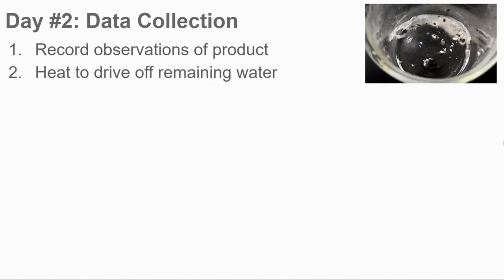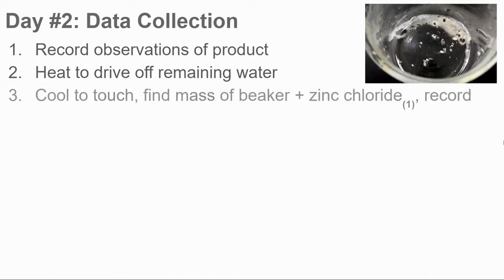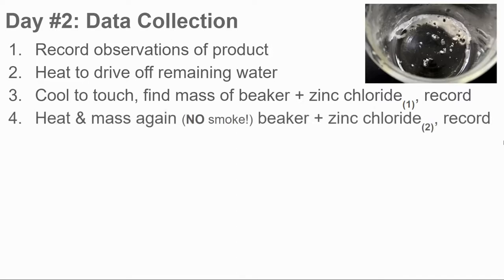So data collection. You want to record your observations, just your general observations of the product, and then drive off the heat as shown in the video on the previous slide to drive off the remaining water. When it's cool to the touch or using beaker tongs, find the mass of the beaker and the zinc chloride. And this is your first one, and then you'd record it. And then as we saw in the video, you want to heat it at least one more time, but don't burn it, okay? We don't want to get rid of anything.